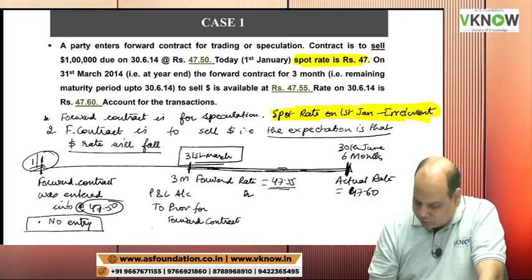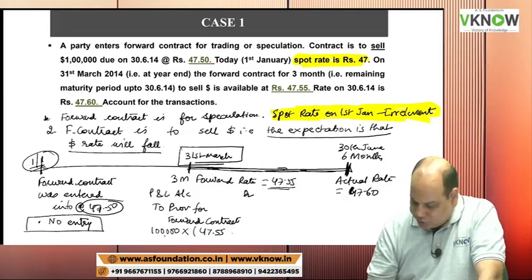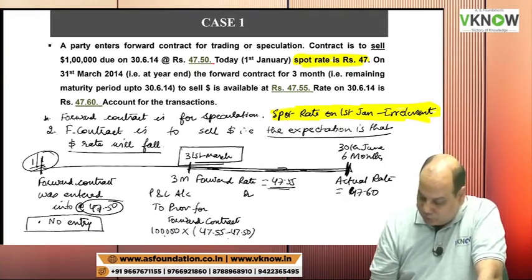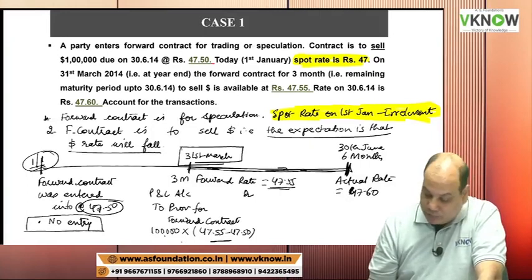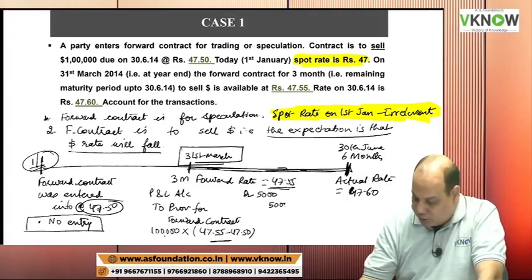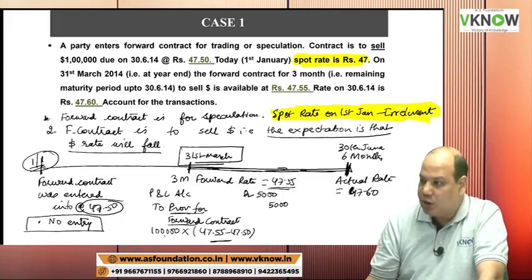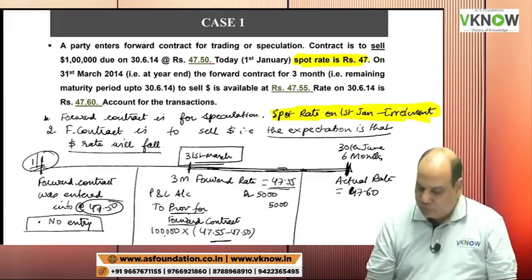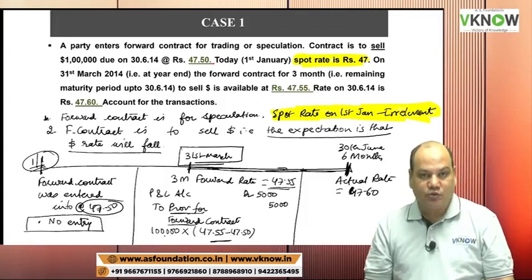And what about the amount? 1 lakh dollar into difference between 47.55 minus 47.50. So that is your 0.05 into 1 lakh. So you will make a provision for loss of 5,000 rupees. So this is the entry on 31st March.